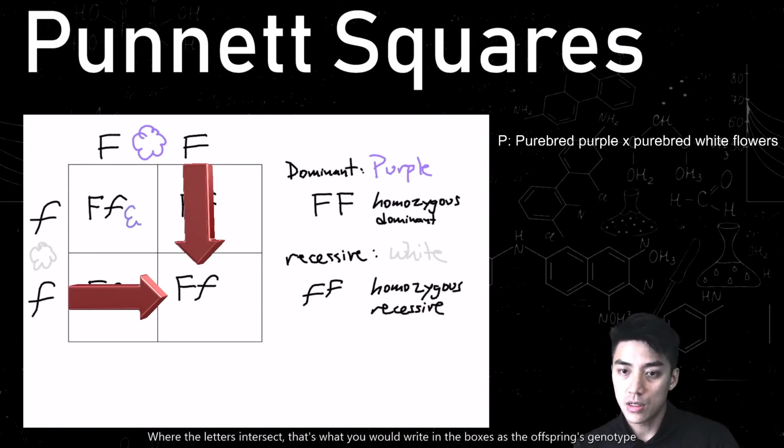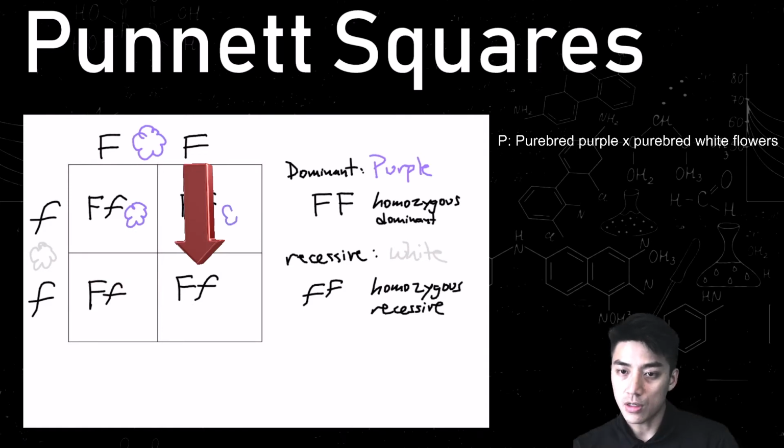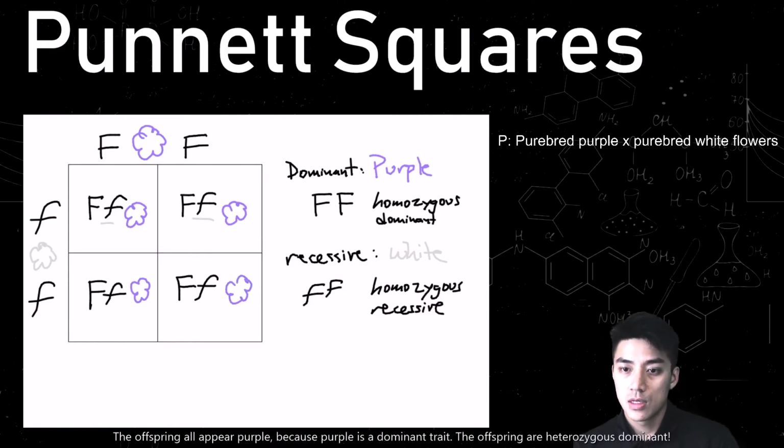Okay, so now this offspring here, and this one here, and this one here, and this one here in the 4th box, they would all appear purple. Because remember, the recessive allele is actually hidden. You need 2 copies of them for that recessive trait to be expressed. So in this case, all the offspring are heterozygous dominant, and they would all have purple flowers. Okay, so it's like the white flowers just disappear in this generation.